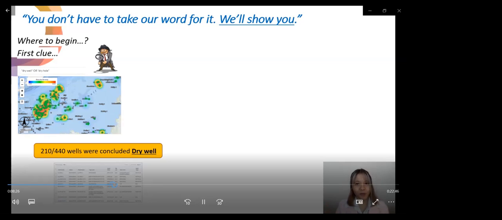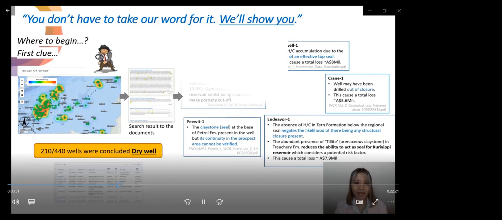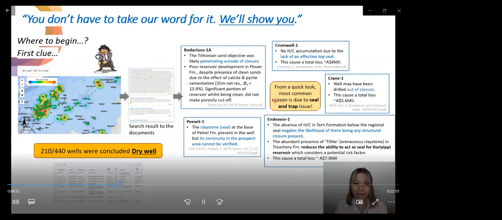From ElasticDocs dashboard alone, we figured out that there are 210 out of 440 wells were concluded as dry. That's almost 50% of the wells drilled in Bonaparte Basin are dry. And of course, your detective curiosity starts kicking in and you want to know why are they dry. Using ElasticDocs search feature, seal and trap issues are identified as being the main reason for dry wells.